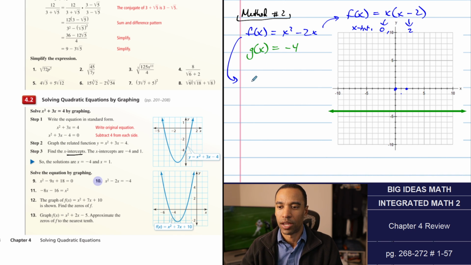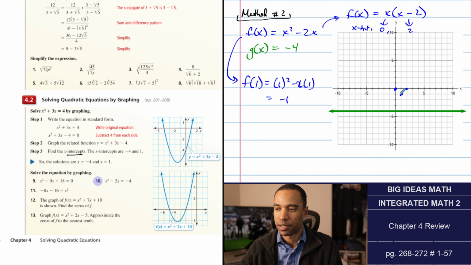For x equals 1, f of 1 is 1 squared minus 2 times 1. 1 minus 2 is negative 1. So your vertex is at (1, negative 1) right there. And then you go 1, 1, 2, 4, 3, 9, etc.